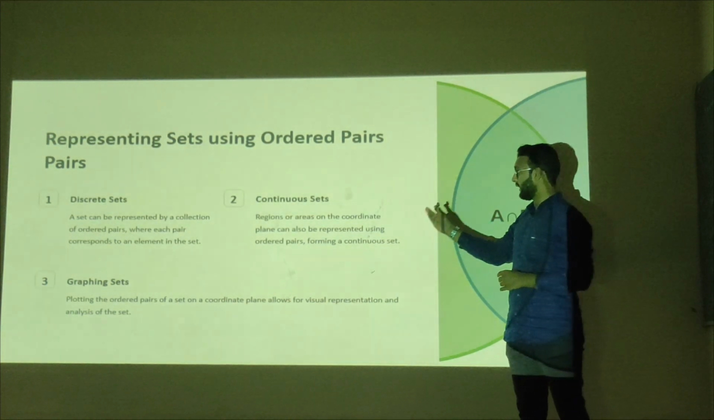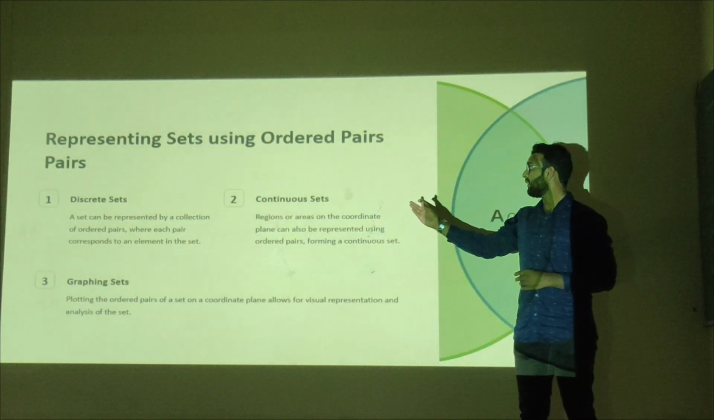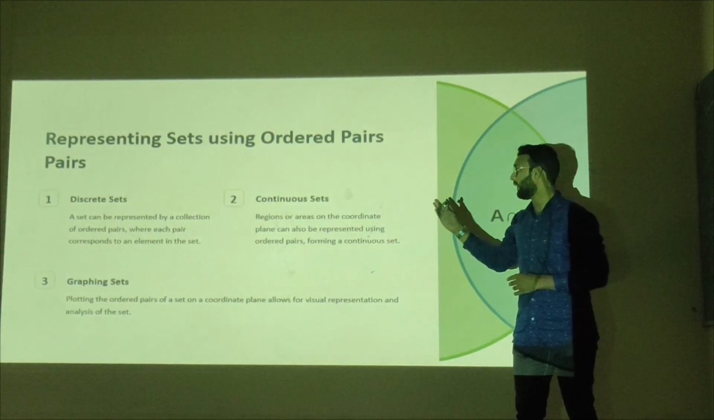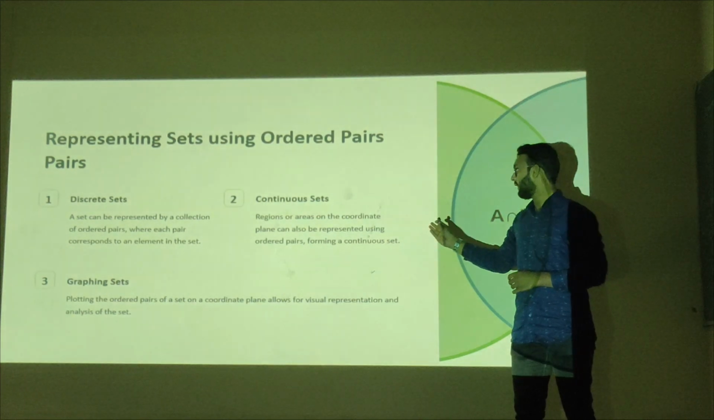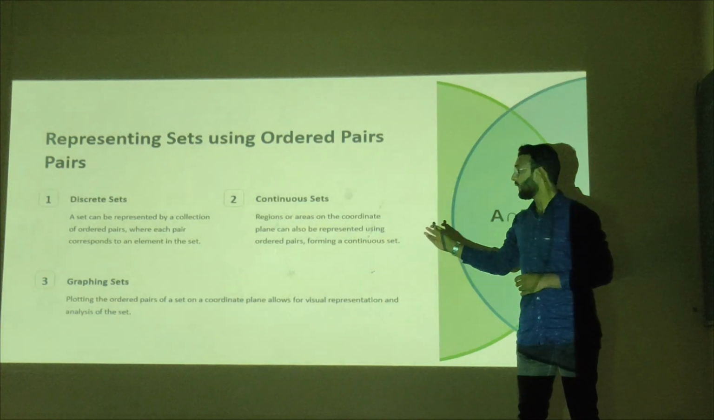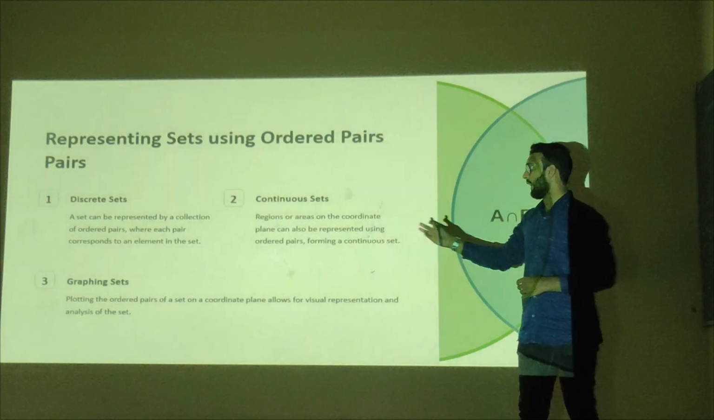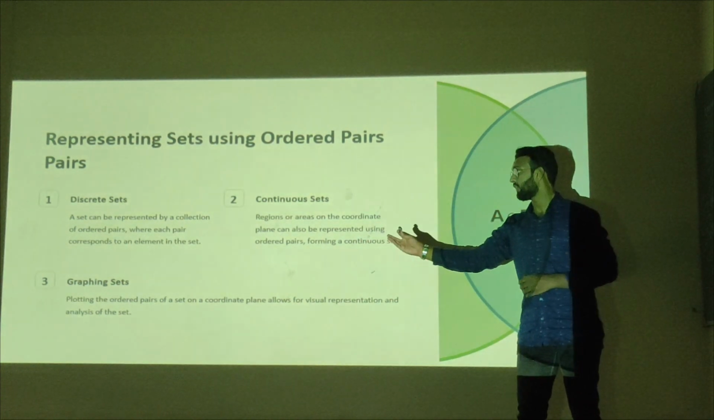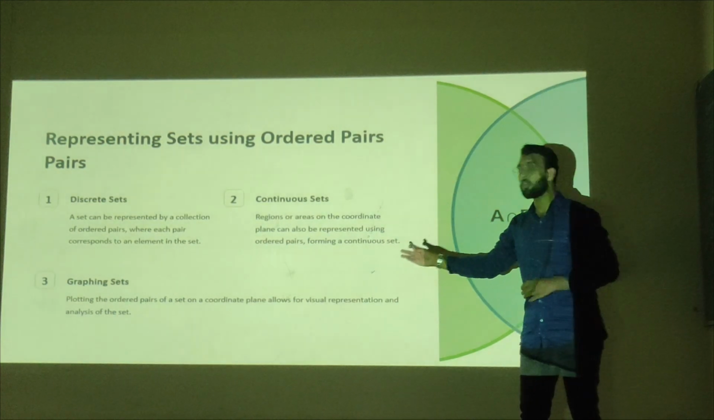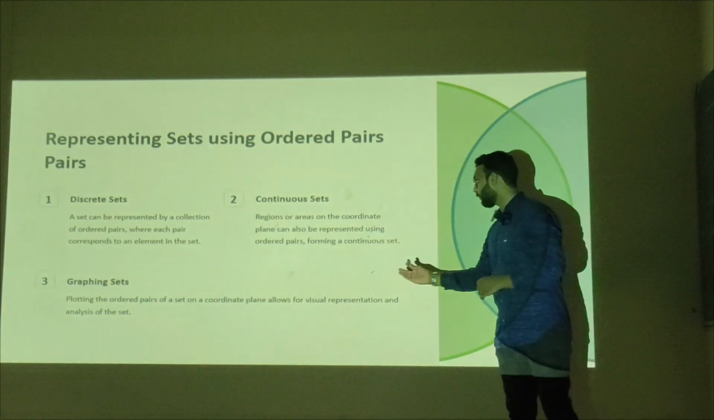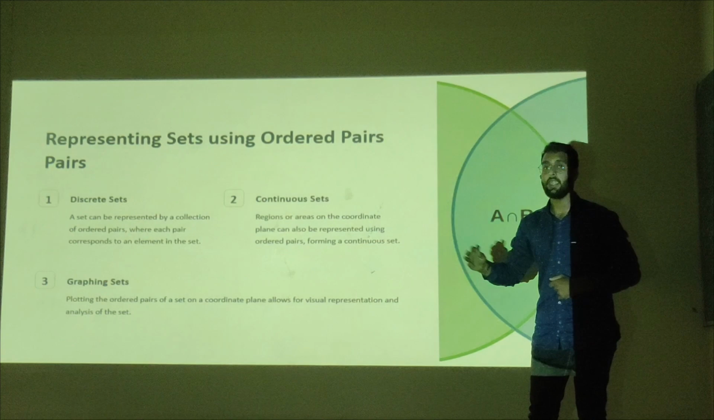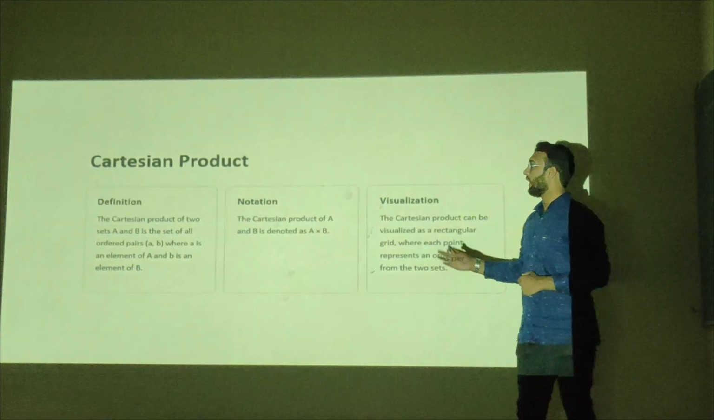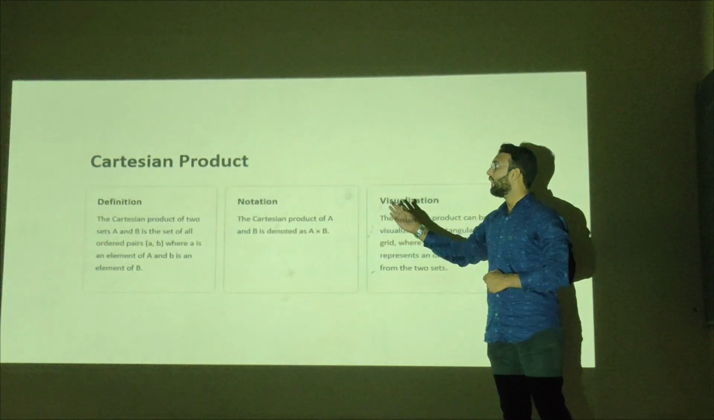Secondly, we will talk about the continuous set. In that, we have regions or areas on the coordinate plane that can be represented using ordered pairs, forming a continuous set. And lastly, we have the graphic set. In that, we plot the ordered pairs of a set on a coordinate plane, which allows for visual representation and analysis of the set. Now we will talk about the Cartesian product.